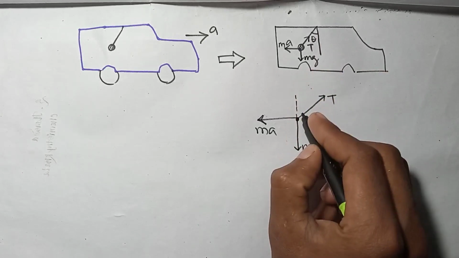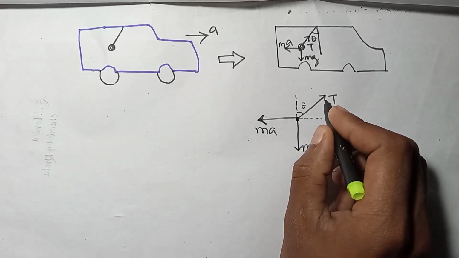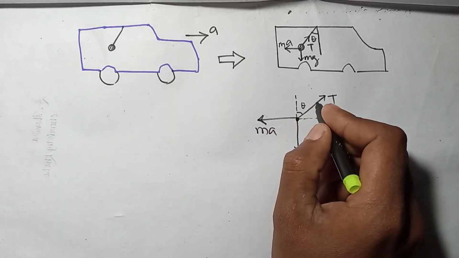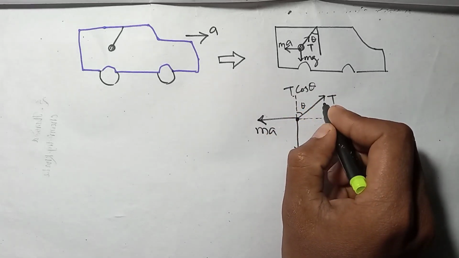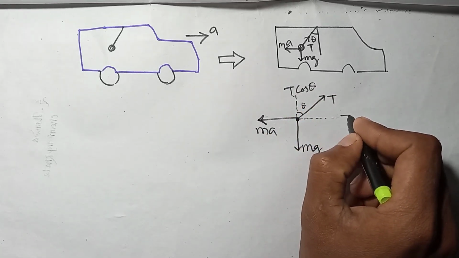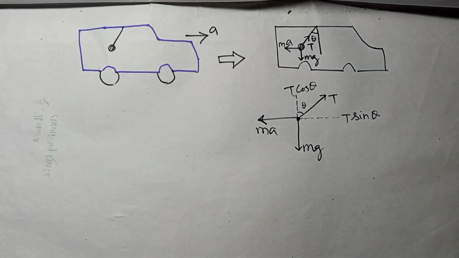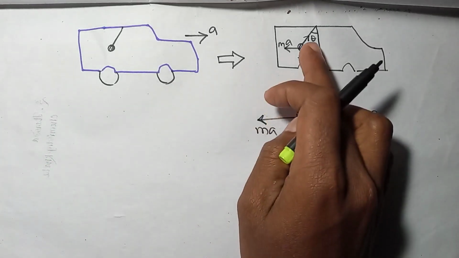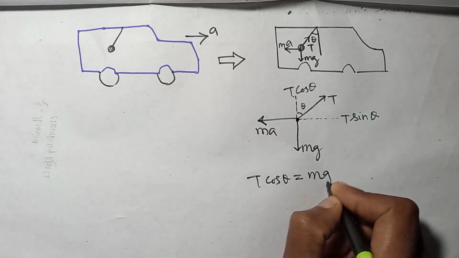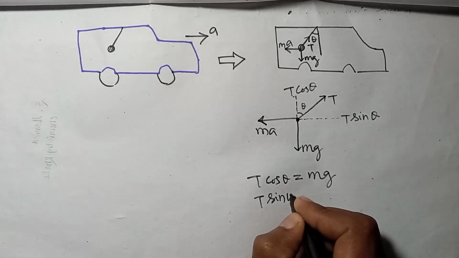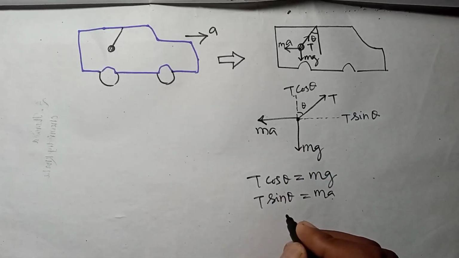Since this angle is theta, this angle will also be theta. Now we have to resolve all the forces along these two directions. Resolving this tension in this direction, it will be T cos theta. Resolving this tension in this direction, it will be T sin theta. Now for the equilibrium of this pendulum, T cos theta will be equal to mg and T sin theta will be equal to ma.